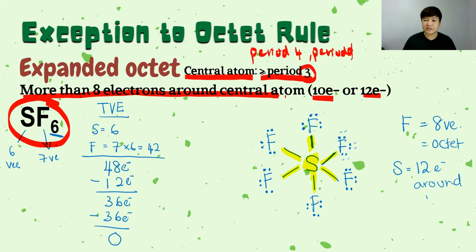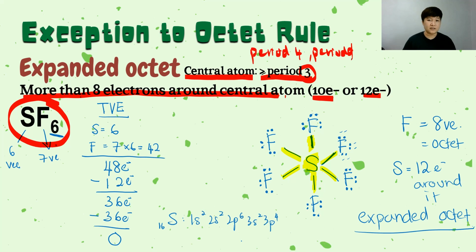And when sulfur has 12 electrons around it, sulfur is located in period 3. Therefore, sulfur can become expanded octet because of the presence of the d orbital in period 3. The SPDF notation for sulfur is something like this. You can see that your sulfur is in period 3, your highest n is 3. So when you are in period 3, you can have the presence of d orbital. And when you have the presence of d orbital, sulfur is able to achieve expanded octet.